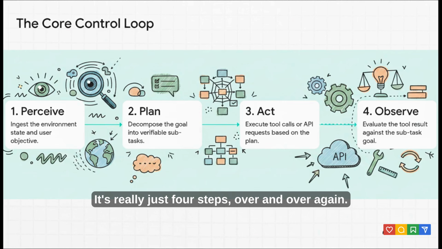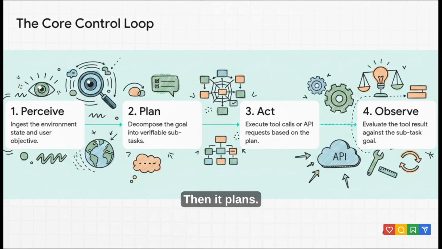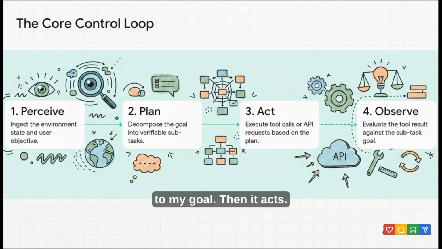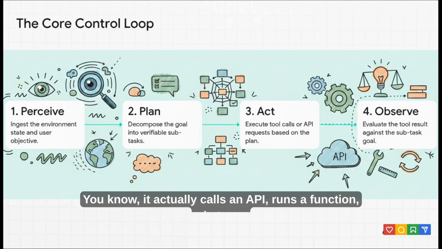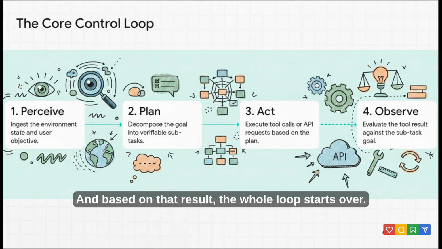It's really just 4 steps, over and over again. First, it perceives: okay, what's the current state of the world? Then it plans: here's what I think I need to do next to get closer to my goal. Then it acts: it actually calls an API, runs a function, whatever. And finally, and this is critical, it observes: did that work? What happened? And based on that result, the whole loop starts over.